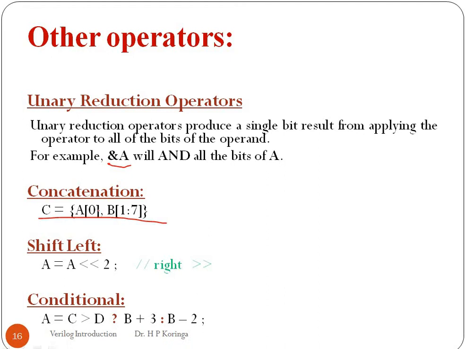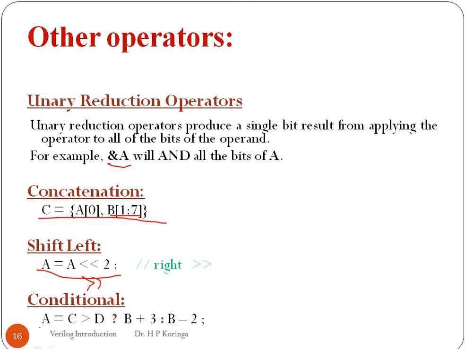So here A[0], the 0th bit of A, will be the MSB bit of C, and then bits 1 to 7 of the B register will work as the LSB bits 1 to 7 in the C register. Then we have some shift operators. A less than less than 2 will shift 2 bits left. Similarly, to shift 2 bits right, we have the shift operator.